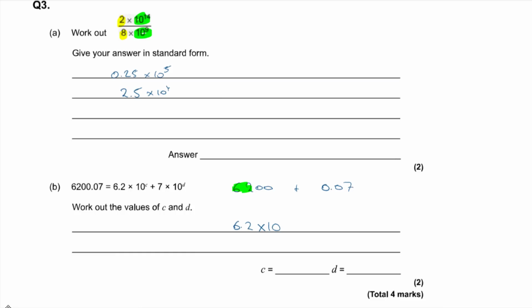Now if the decimal point started here and we want to move it there, we're going to move it 3 jumps, aren't we? So it's 10 to the 3. Another way of thinking about it is the thousands has got 3 zeros, it's 10 to the 3. 0.07, so remember earlier we were counting the number of zeros in front of the first digit, so I've got 2 there. So I think this is going to be 7 times 10 to the minus 2 because I've got 2 digits. And so C is the power of my 10 on the 6.2, so that's 3, and D must be my power of 10 on the other one, it's minus 2.